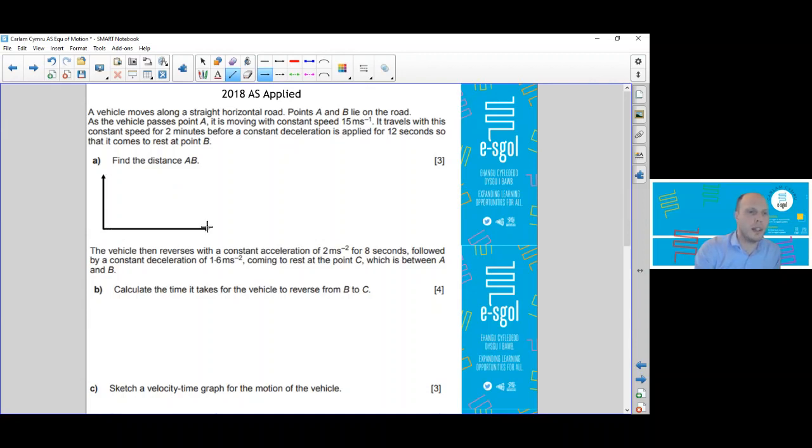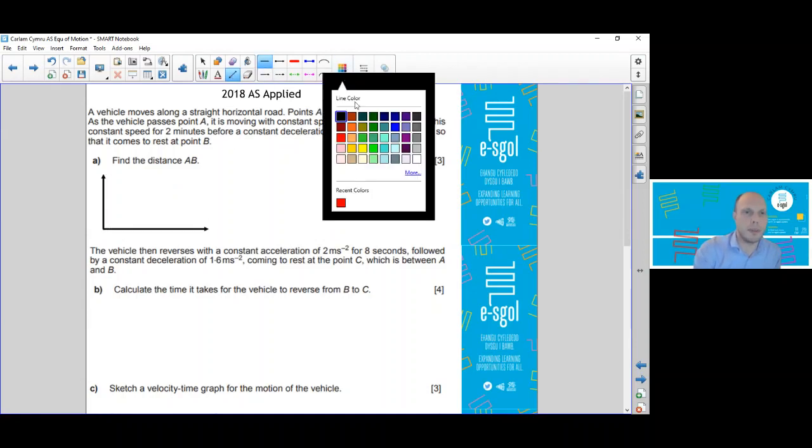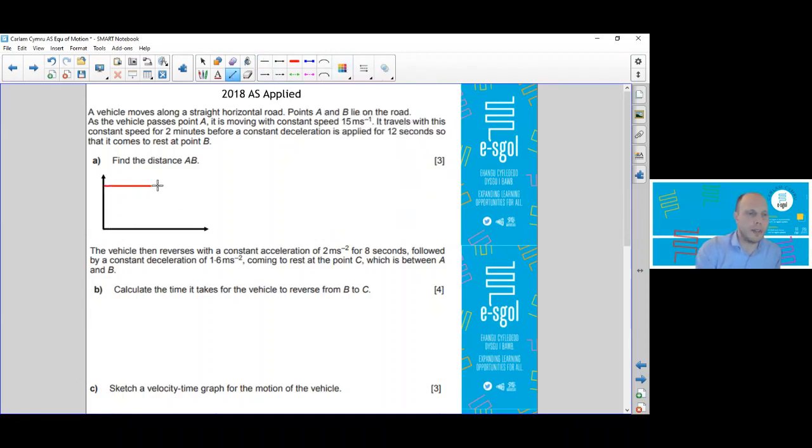So that means my graph, I'm going to be a little bit quicker here, so I'm not going to fully label it. We've got 15 meters per second there for 2 minutes, and then it decelerates and comes to rest. That looks like that. If I put on the values we've got, we know that this is 15. We know that this is 120 because 2 minutes is 120 seconds. And it decelerates for 12 seconds, so that's 132 in there.